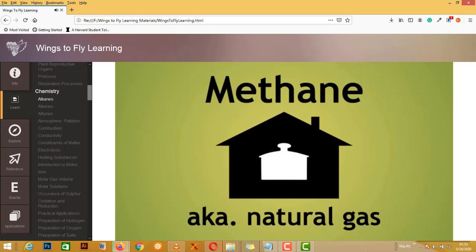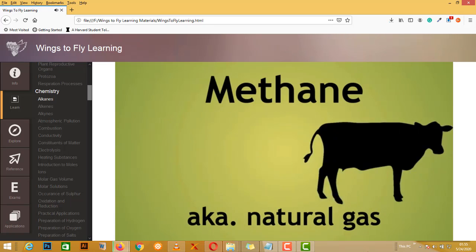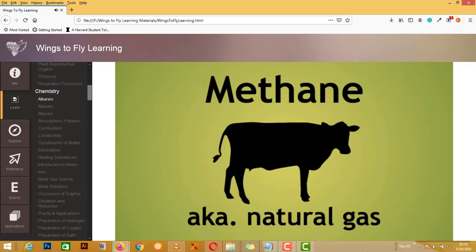Methane is known as natural gas and is often used as a fuel in homes for heating and cooking. It is also the gas released by cows by belching and flatulence, as it is produced by the fermentation of food by bacteria in their stomachs.